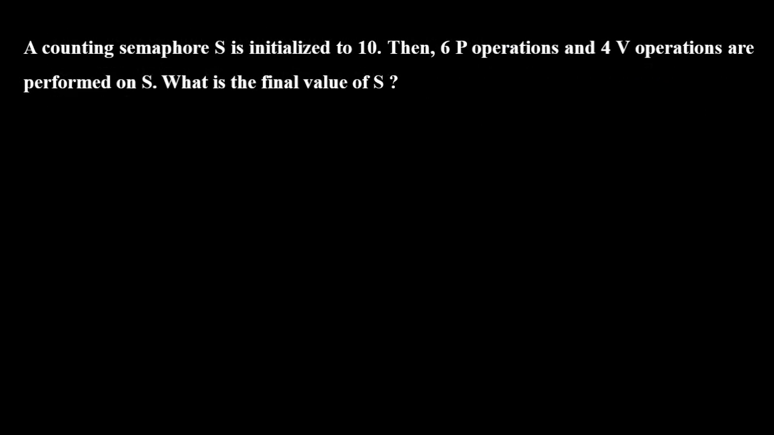So this is one question given to you. A counting semaphore is initialized to 10, then 6 P operations and 4 V operations are performed on S. What is the final value of S? Try this. I'll give you 3 to 4 minutes for this question. It's very easy, but still try it.